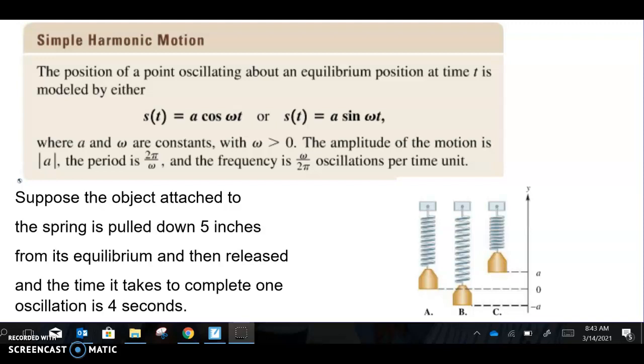Hey Trig, here is our last section in chapter 4. We are going to talk about an application of sine and cosine curve graphing. It's called simple harmonic motion.